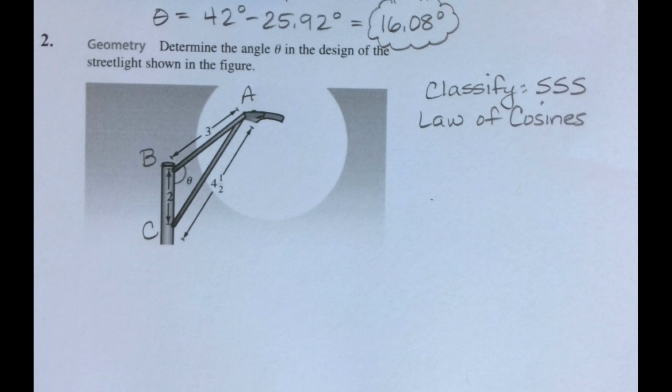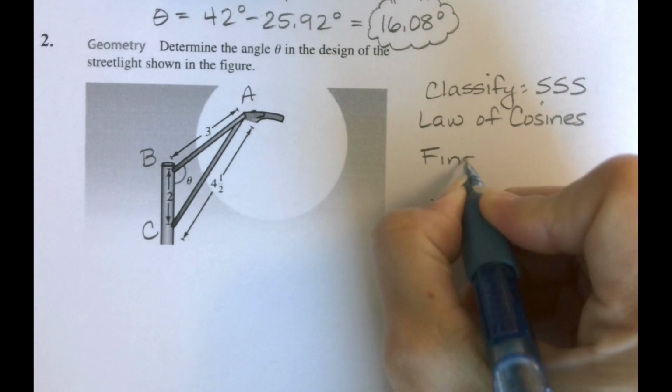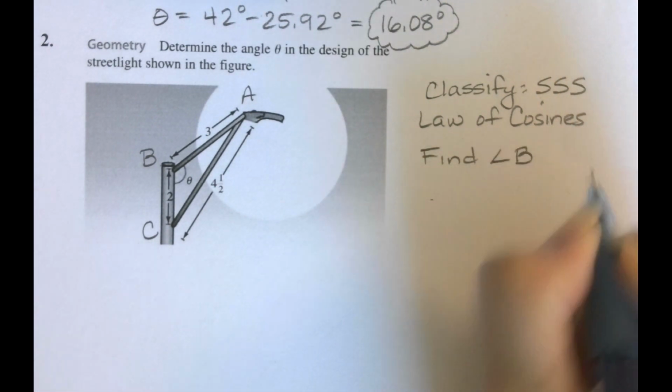And if you labeled yours differently, you don't need to change it. It doesn't matter, okay? So based on the labeling, if they're asking us to find angle theta, what are we looking for? Angle B. So find angle B.